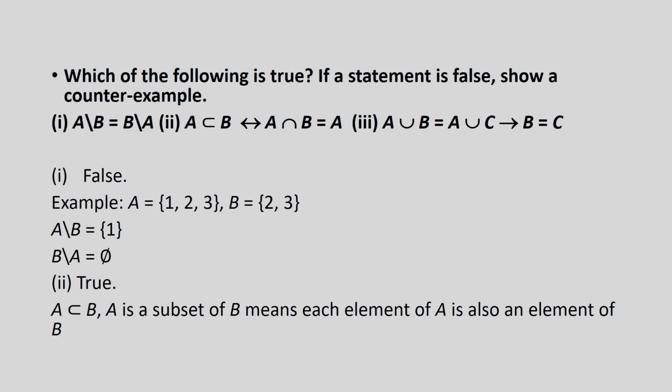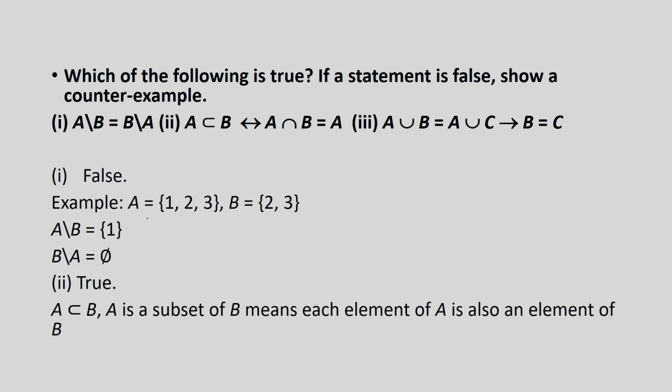Okay. This is again a problem from the sets. Which of the following is true? If a statement is false, show a counter example. A minus B is equal to B minus A. Whether it is false or true, that we have to say. If we think it is a false statement, then we have to show a counter example where this statement is not valid. Okay. A minus B is equal to B minus A.